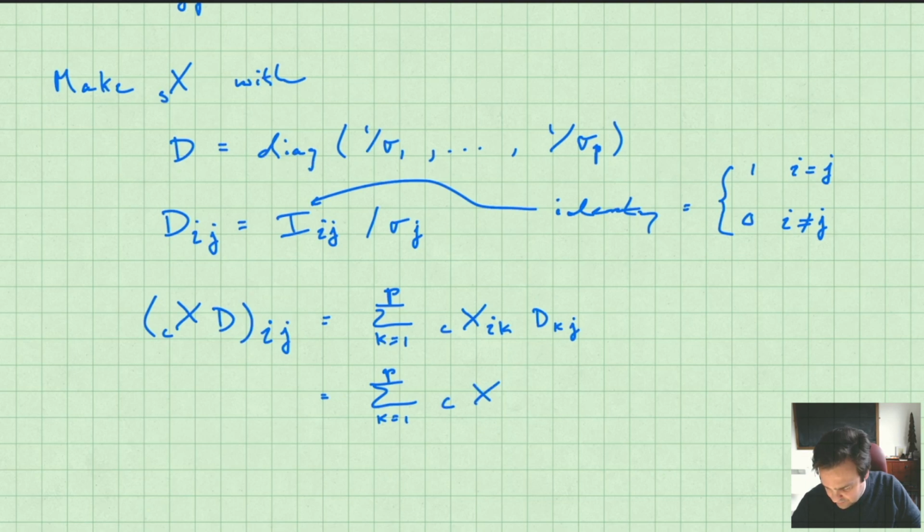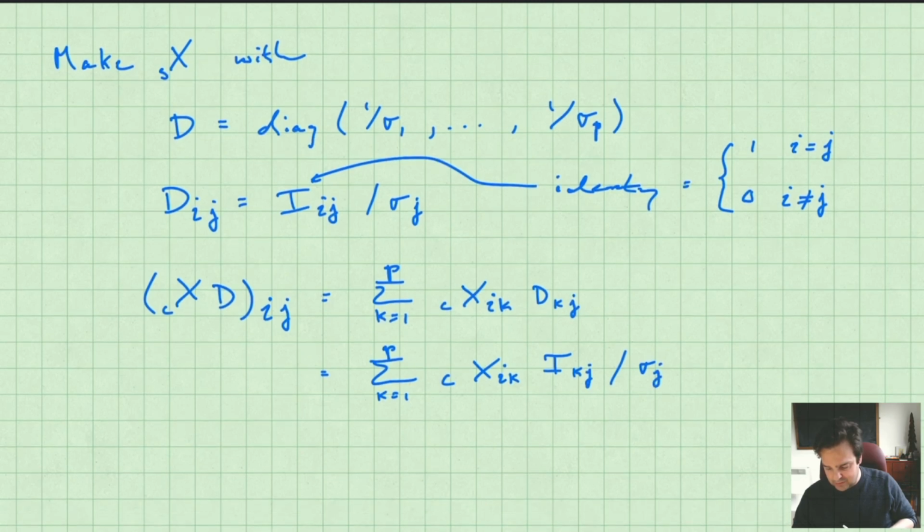And then divided by sigma j. What that does is it eliminates the sum. The sum runs until it only picks up the k equal j term. j is a fixed number, chosen on the left-hand side of this equation. So this sum over k goes until you get k equals j, and then that's 1.